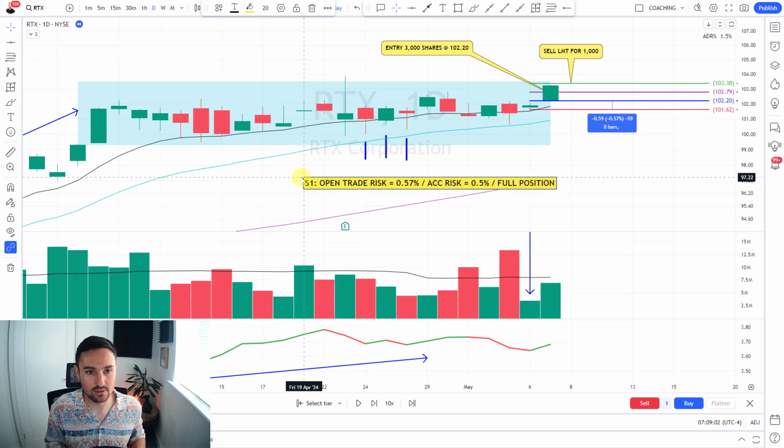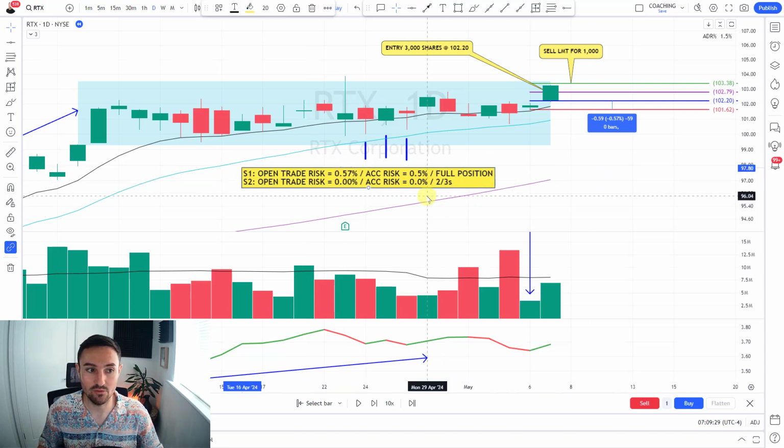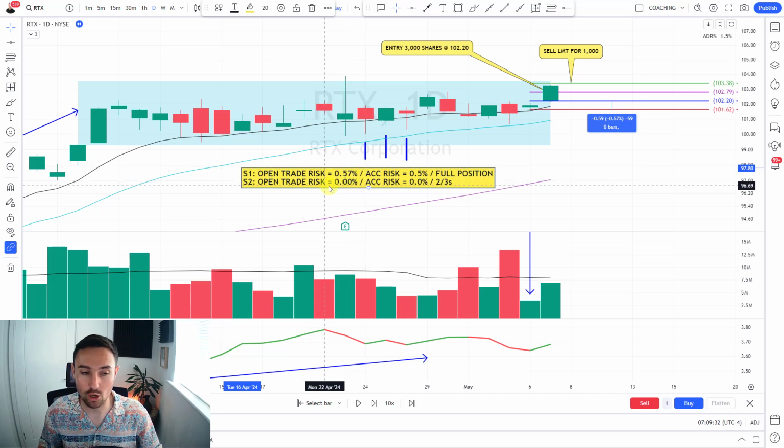Now what we could do is develop scenario number 2. I'm going to show you how we do this. You could have open trade risk equals 0.00%. I'm trying to line it up, that's my OCD. Let's say we get your account risk down to 0%, and let's say you have 2/3 of your position. Would that be quite interesting? If we could get you to scenario number 2, where you have your open trade risk hypothetically of 0%, your total account risk on this trade is 0%, because we free rolled the trade.